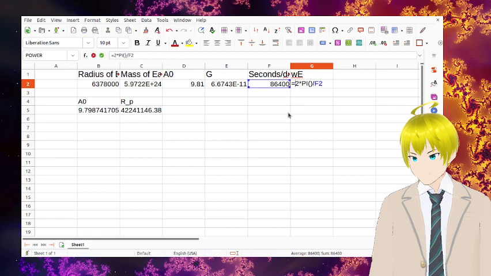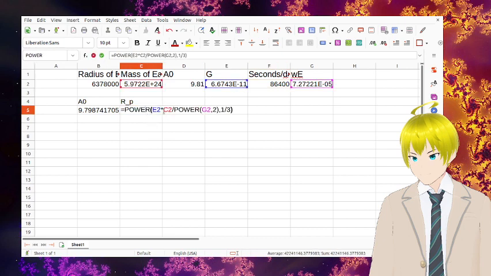Is this wrong? 2 times pi divided by the seconds in a day, so that's radians per second. Makes sense to me. Seconds in a day, is that wrong? 86,400. That's correct. G is correct. Mass of the Earth is correct. It's in kilograms.